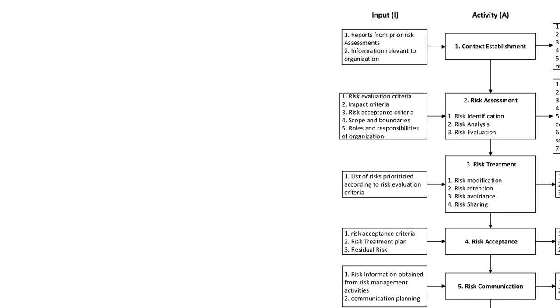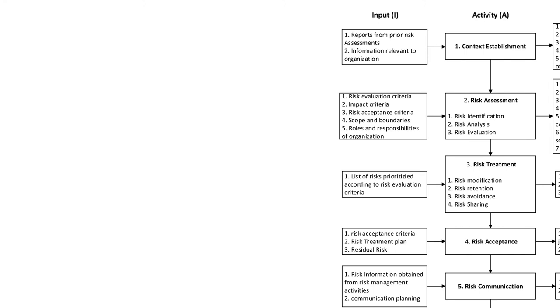Okay, so the ISO 27005 standard provides guidelines for information security risk management. This one consists of context establishment, which includes determining the objective of the organization, specifying the basic criteria, that is, setting risk evaluation criteria, impact criteria, and risk acceptance criteria. And it also outlines the scope and boundaries of information security risk management.